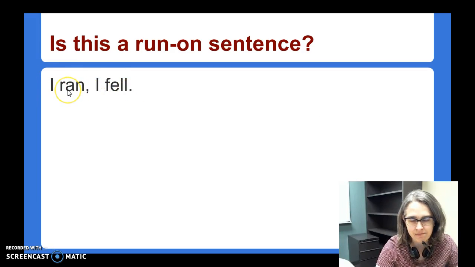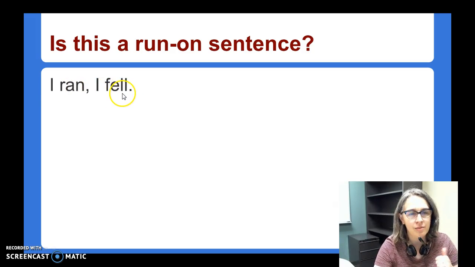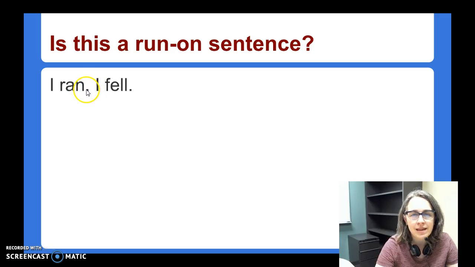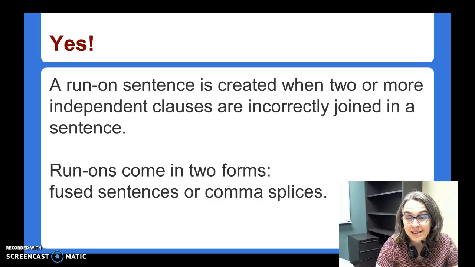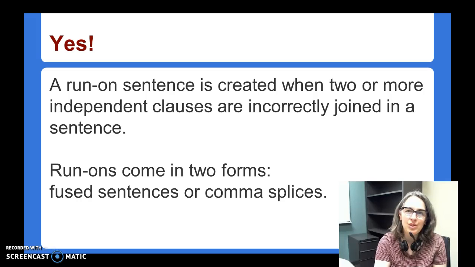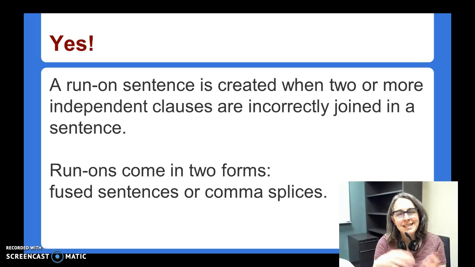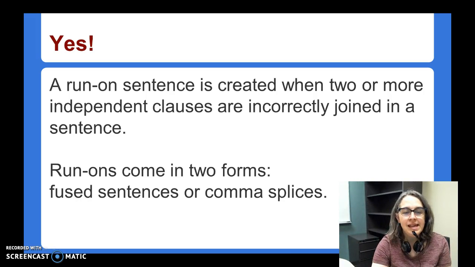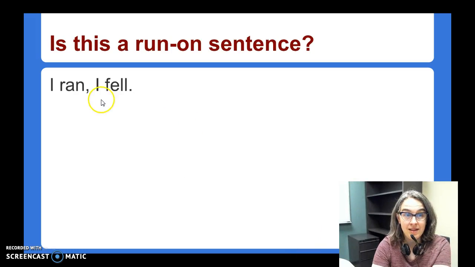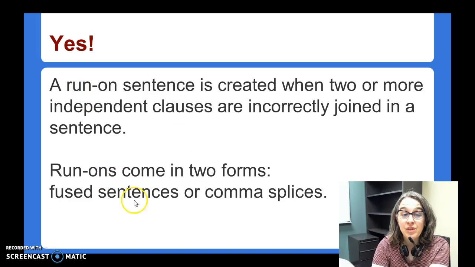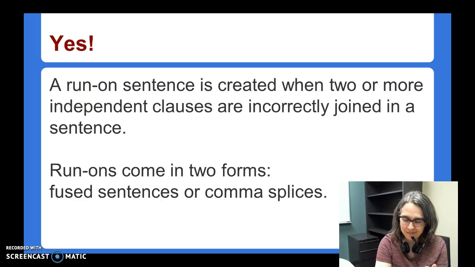I ran, one complete thought with a subject and verb. I fell, complete thought with a subject and verb. They are, however, incorrectly joined with the weak punctuation mark of the comma here. So that is a run-on sentence. It is known as a comma splice because a comma spliced up two independent clauses that needed something stronger to join them. If there was no comma here, that would be a fused sentence. That's where two or more independent clauses are just jammed up together.